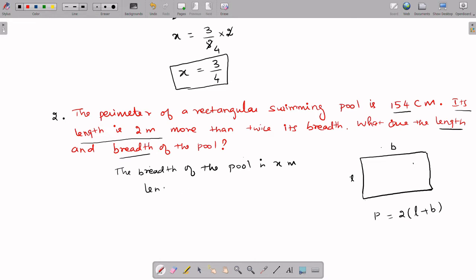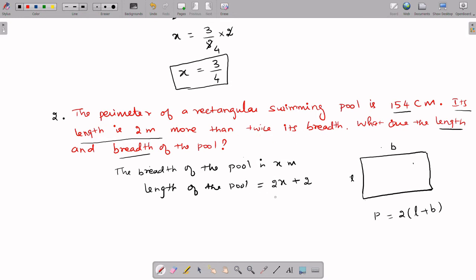Length of the pool is, we have to write, equal to, here it is given, twice its breadth. What is breadth? Breadth is x meter. Twice its breadth, so 2x you have to calculate. 2 meter more than the twice of its breadth. So plus 2 you have to add it. So length of the pool is twice of its breadth and also 2 meter more than twice of its breadth.